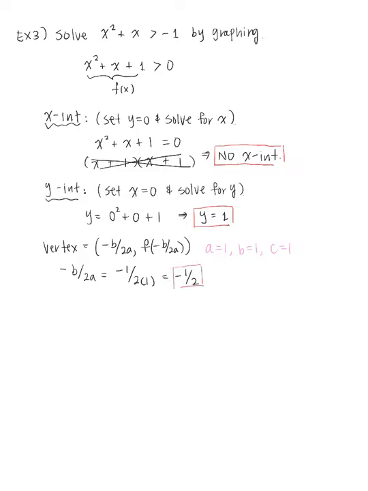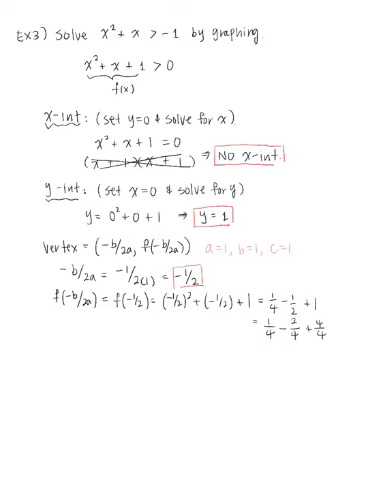Now let's go with the y-coordinate of our vertex, which is f of negative b over 2a, which is the same thing as f of negative 1/2. So this is the same thing as negative 1/2 squared plus negative 1/2 and then plus 1. This is going to give us 1/4 minus 1/2 and then plus 1, which is the same thing as 1/4 minus 2 over 4 and then plus 4 over 4. I'm just putting everything in a common denominator.